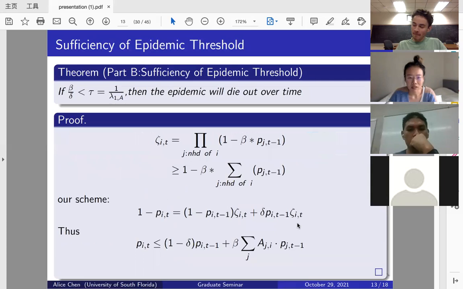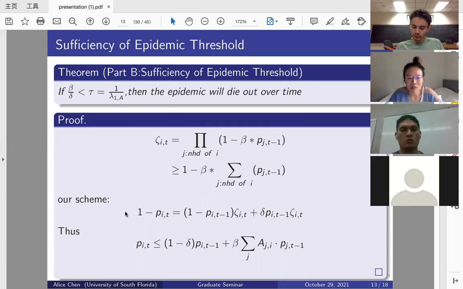Okay, let's prove the sufficiency. If tau is less than or equal to the inverse of the largest eigenvalue, then the epidemic will die out. We're going to do a trick with eta_i(t). Remember, eta_i(t) is the probability that the node gets infected from its neighbors. This is the definition. Since the terms on the right-hand side are always positive, this inequality holds, but it needs a little bit of calculation.